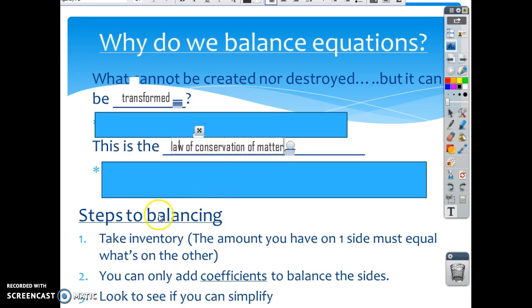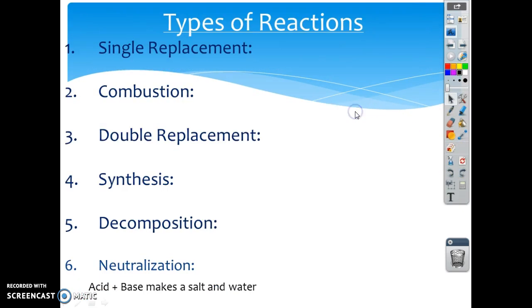When we want to balance something, we take inventory, figure out the amount we have on each side, add coefficients to balance them, and then look to see if we can simplify at the end. So keep that in mind as you're balancing equations.